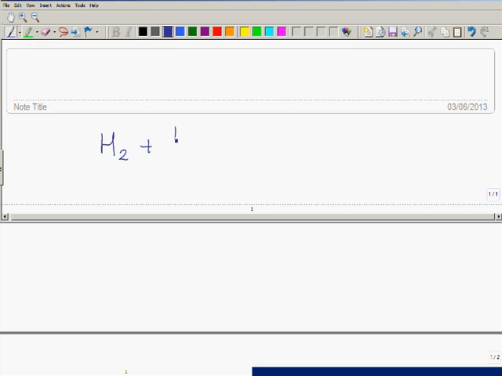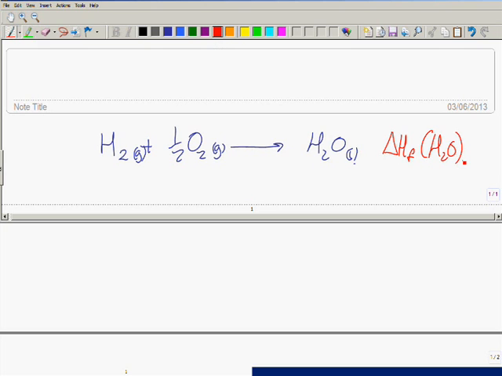H2 plus half O2 going to H2O. Now how would you define that enthalpy change? Some of you may say, well, that's an enthalpy of formation of water, because you're forming 1 mole of water in its standard state liquid from its elements in their standard states. Alternatively, however, you could describe that as the enthalpy of combustion of hydrogen, because we're starting with 1 mole of hydrogen and we're completely burning it in oxygen.